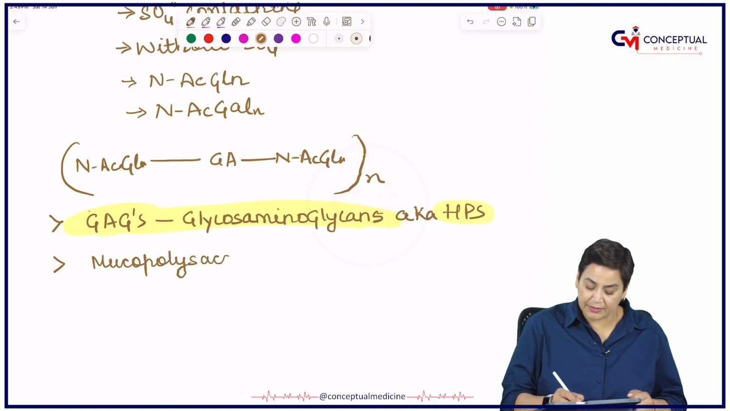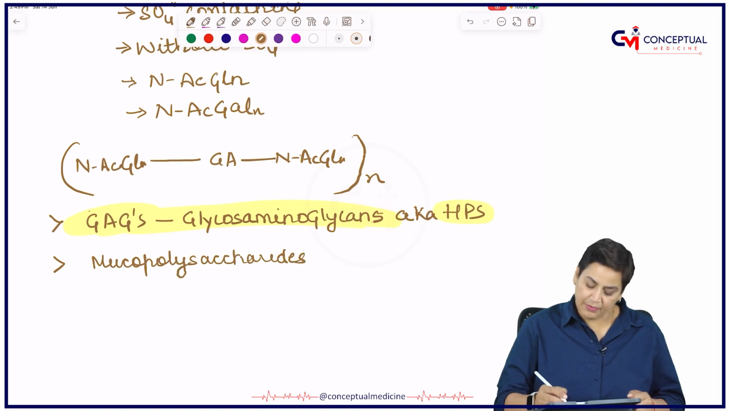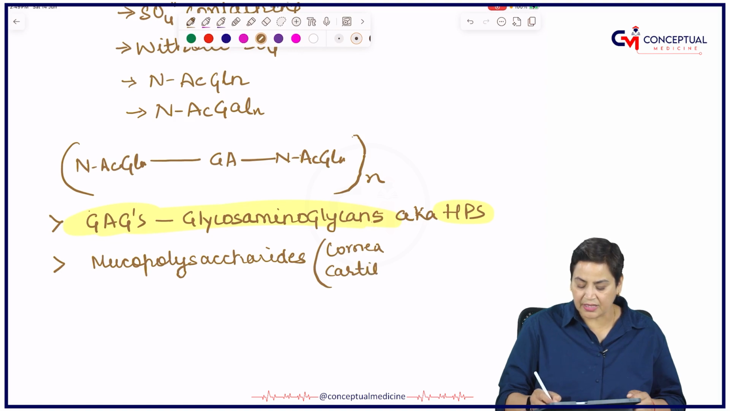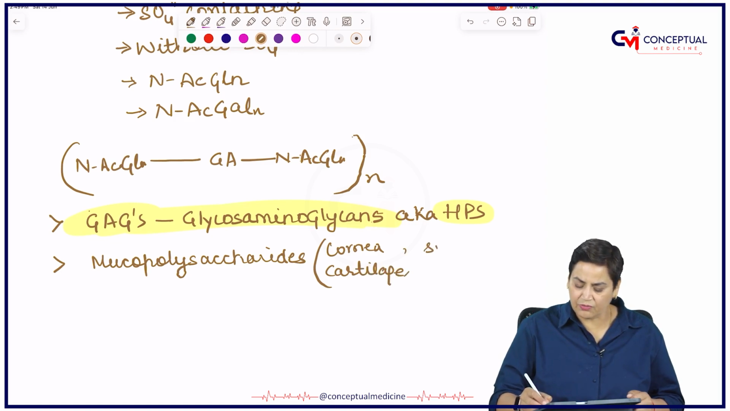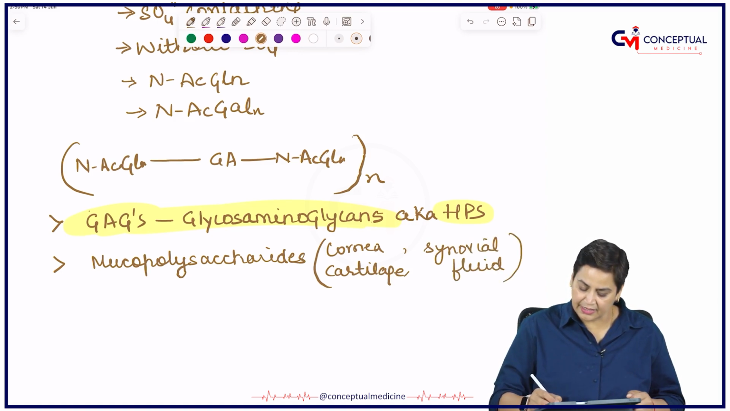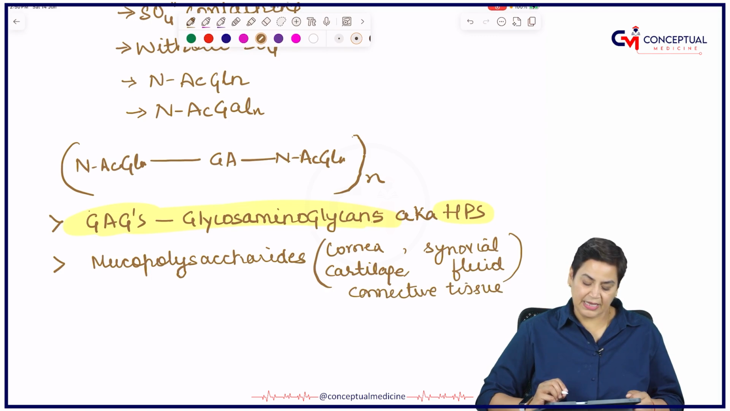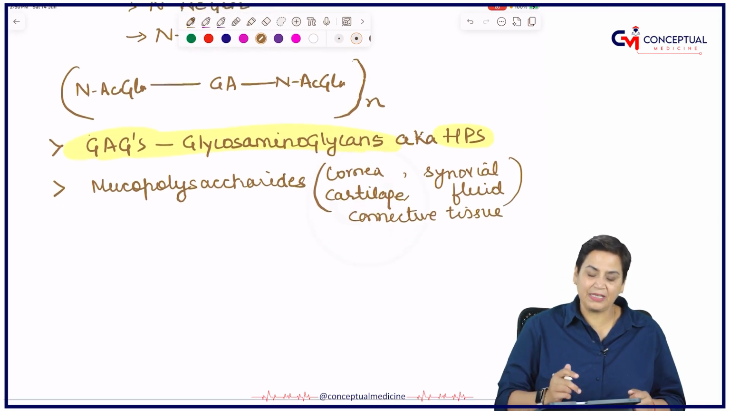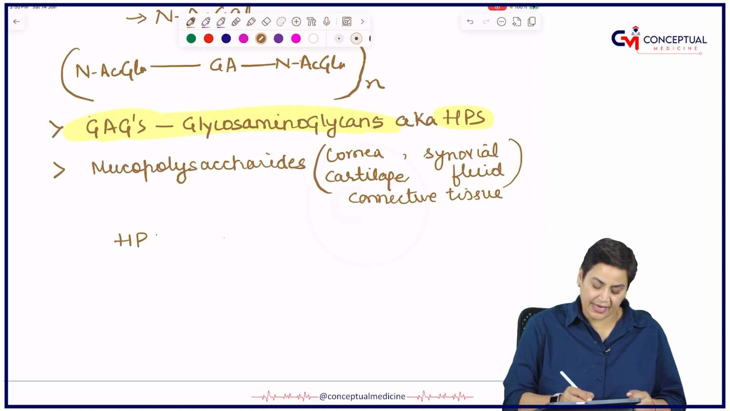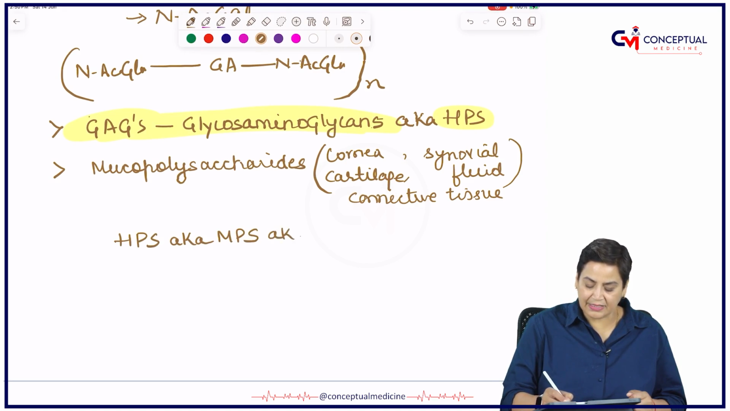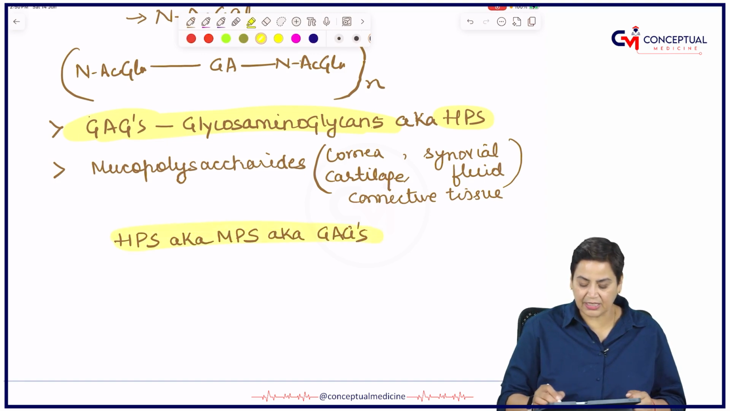Very, very important. Since they were first isolated from the cornea, and are present in the cartilage, the connective tissue, and the synovial fluid, they are mucopolysaccharides. So I can simply say that heteropolysaccharides are also known as mucopolysaccharides, also known as GAGs. So these are the three terminologies, these are the synonyms.